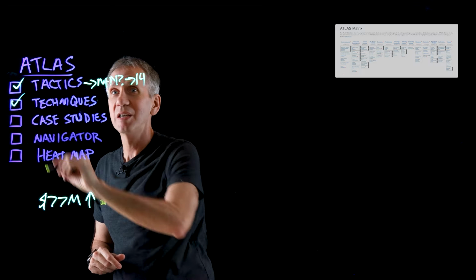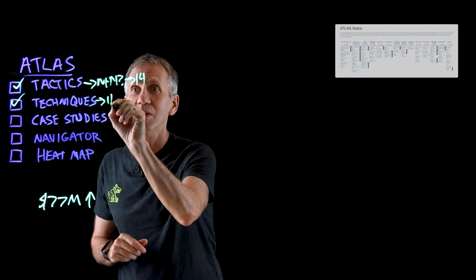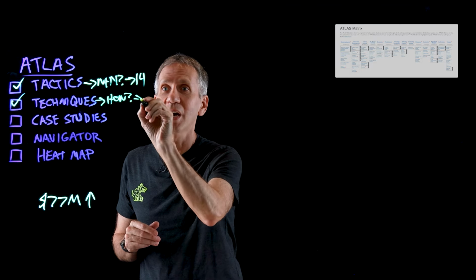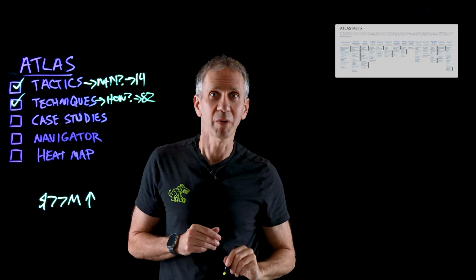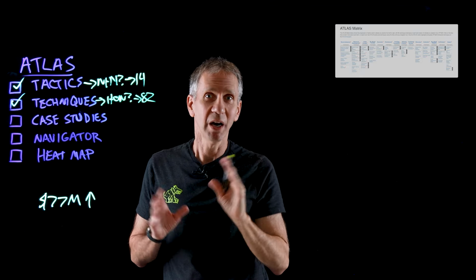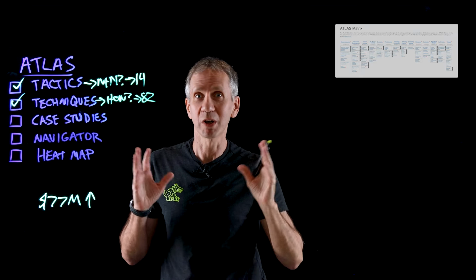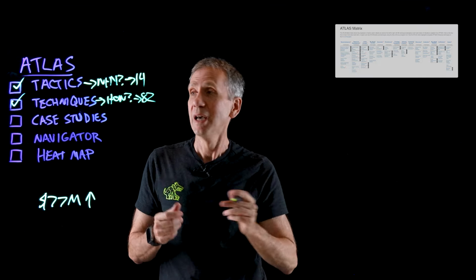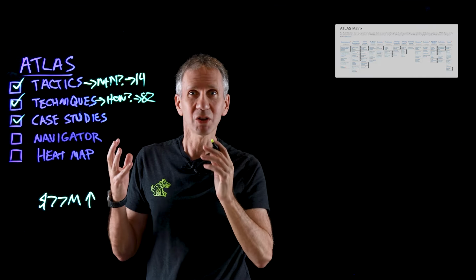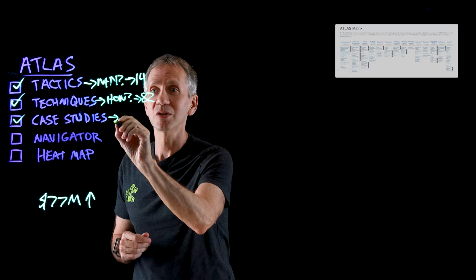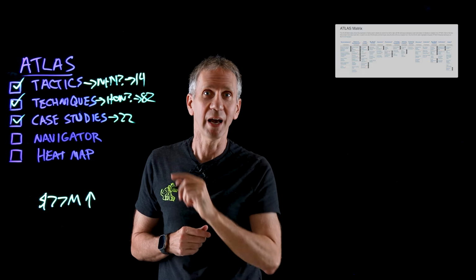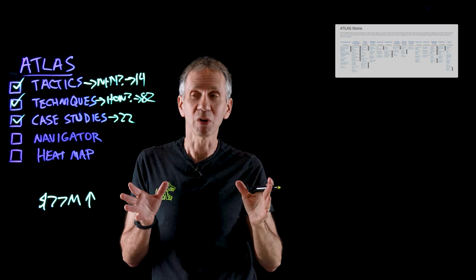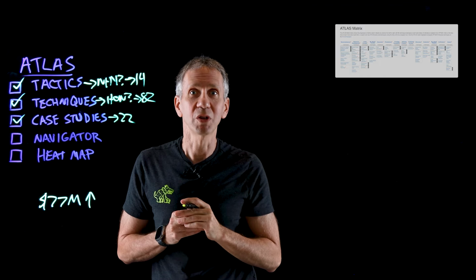Then the techniques. This is the how. This is how they go about doing what they're going to do. And we've got 82 of those already documented. These things might in fact grow over time as we learn more and attackers learn more different ways to do things. Also included to illustrate a lot of this are case studies. There are 22 different case studies as of the time of this video, and there may be more in the future. And in fact, we're going to take a look at one of those in a minute.